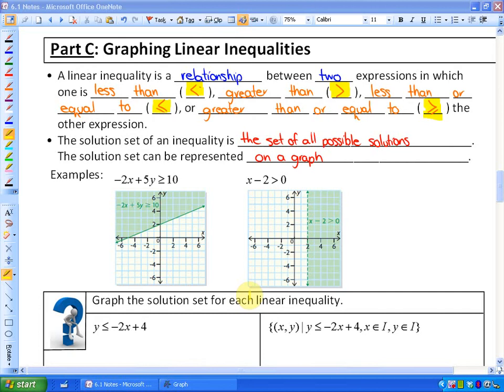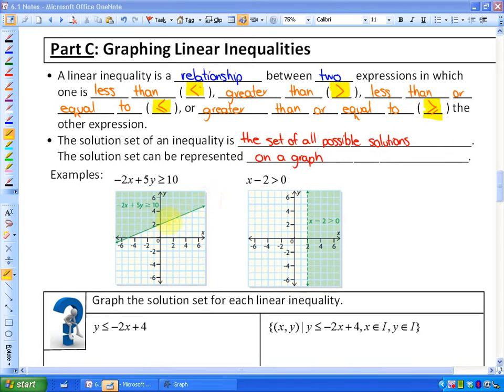Okay, in this lesson we're going to continue to look at linear inequalities. In the last lesson, I explained what linear inequalities are. To define it, it's a relationship between two expressions where one is less than, greater than, less than or equal to, or greater than or equal to the other expression. The solution set is the set of all possible solutions, and it can be represented on a graph.